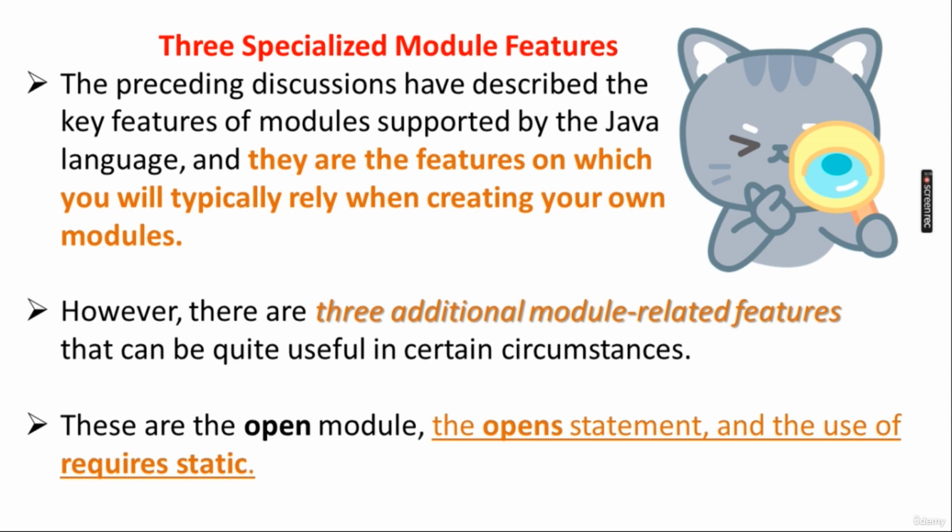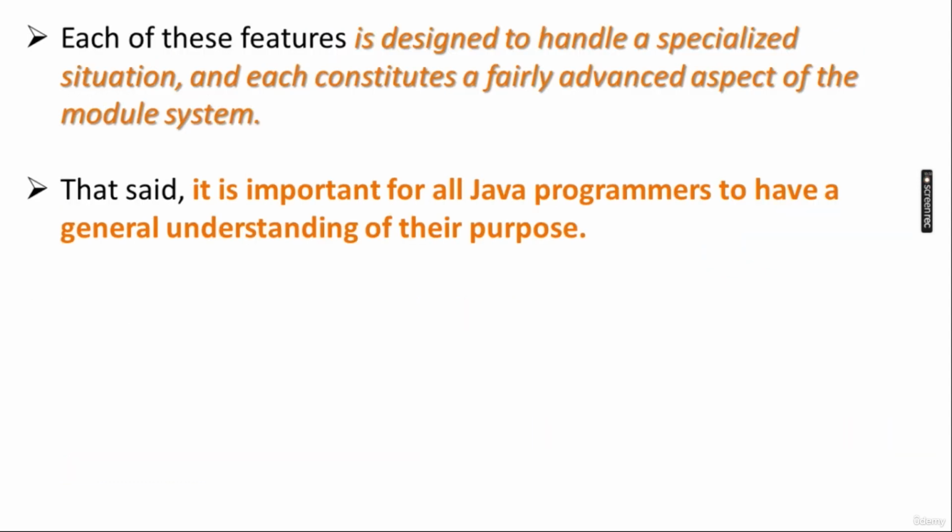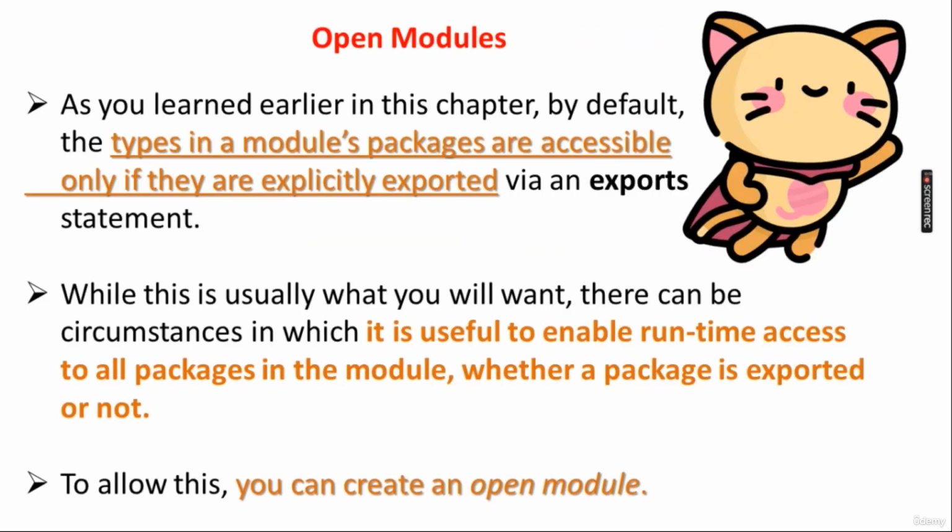These are the open modules, the opens statement, and the use of requires static. Okay. Each of these features is designed to handle a specialized situation, and each constitutes a fairly advanced aspect of the module system. Okay. So we will see each one by one. It is important for all Java programmers to have a general understanding of their purpose.